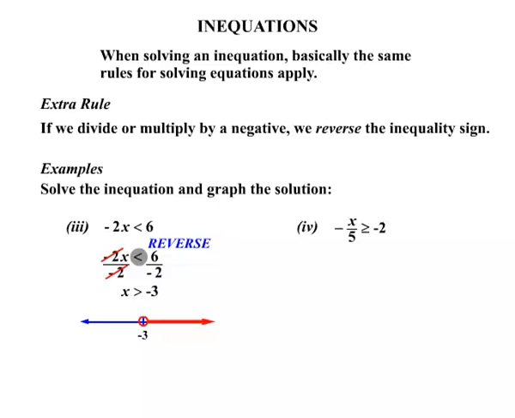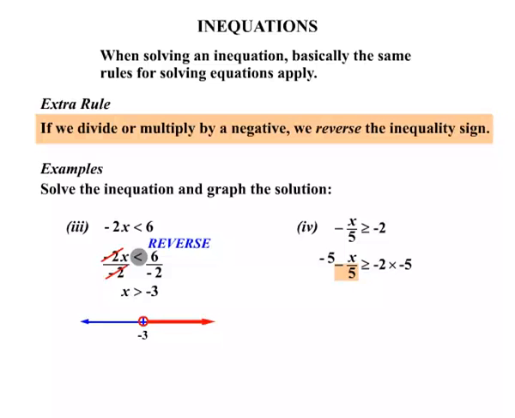Fourth example here. Minus x on 5 greater than or equal to minus 2. Let's write that down again. Minus x on 5 greater than or equal to minus 2. Now there's our x. At the moment, it's being divided by 5. You can also think of it as being divided by minus 5, because we need to get rid of that minus 5. So to do that, we multiply by minus 5. We do it to both sides. And again, let's look at that extra rule. If we divide or multiply by a negative, in this case we're multiplying by a negative, we need to reverse the inequality sign.